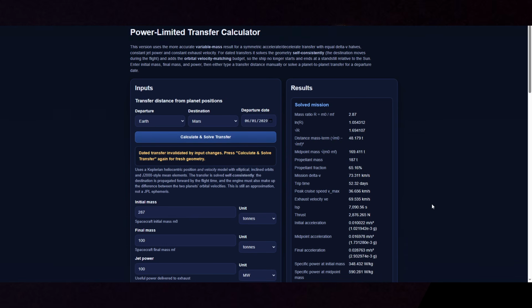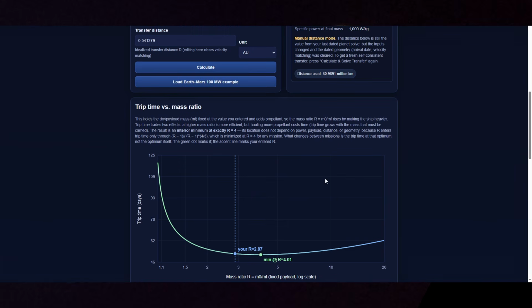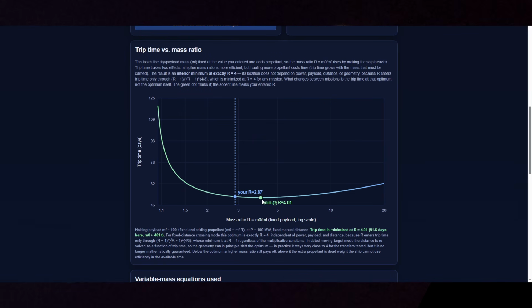The link will be in the video description, but I thought to share this result where we can actually optimize our ship for the trip time, because after that, the extra propellant is just going to slow us down. So we have limited acceleration, and that doesn't help anything. It just increases the trip time. And of course, if we have too little propellant, that increases the trip time because we can't accelerate fast enough. We spend a lot of time coasting. So that is why the curve looks like this.